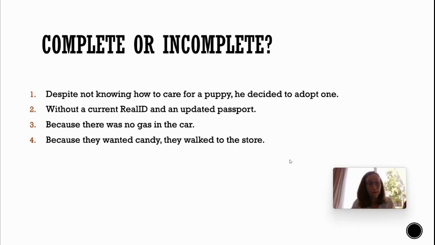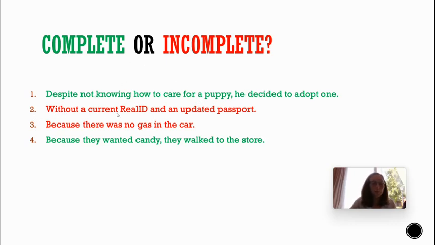Hopefully, you were able to pause and actually try to figure out if these are complete or incomplete sentences. I'll tell you right now before I show you the answers, 2 of them are complete and 2 of them are not. Here are your answers. Despite not knowing how to care for a puppy, comma, he decided to adopt one. This right here is a dependent clause because it starts with this conjunction, and because there's no subject, it cannot stand on its own. When this is combined with an independent clause, a sentence that could stand on its own, like he decided to adopt one, suddenly this sentence works.